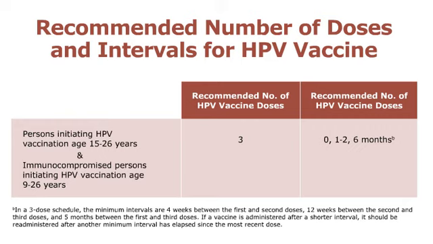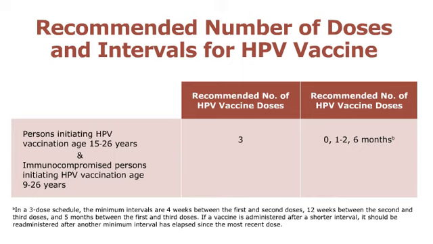For individuals initiating vaccination at age 15 through 26 years, or for immunocompromised individuals initiating HPV vaccination age 9 to 26 years, the recommended immunization schedule is 3 doses of HPV vaccine. The second dose should be administered 1 to 2 months after the first dose. 1 to 2, 6-month schedule.